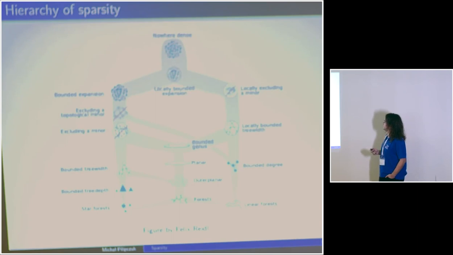So what is locally excluding a minor? For every vertex and for every radius, in a ball of that radius, you exclude a minor, some minor. And this minor that you exclude can be different for different radius. It is different.